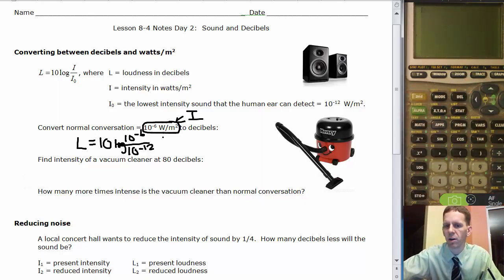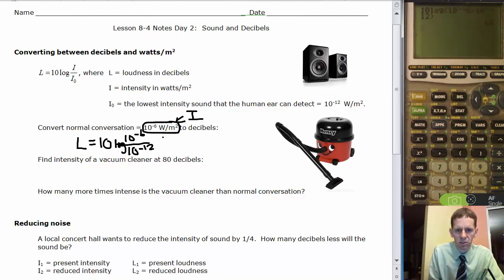When you type this in your calculator, it should look sort of like this expression right here. And we hit enter, and we get 60. So 60 decibels is what normal conversation sounds like.